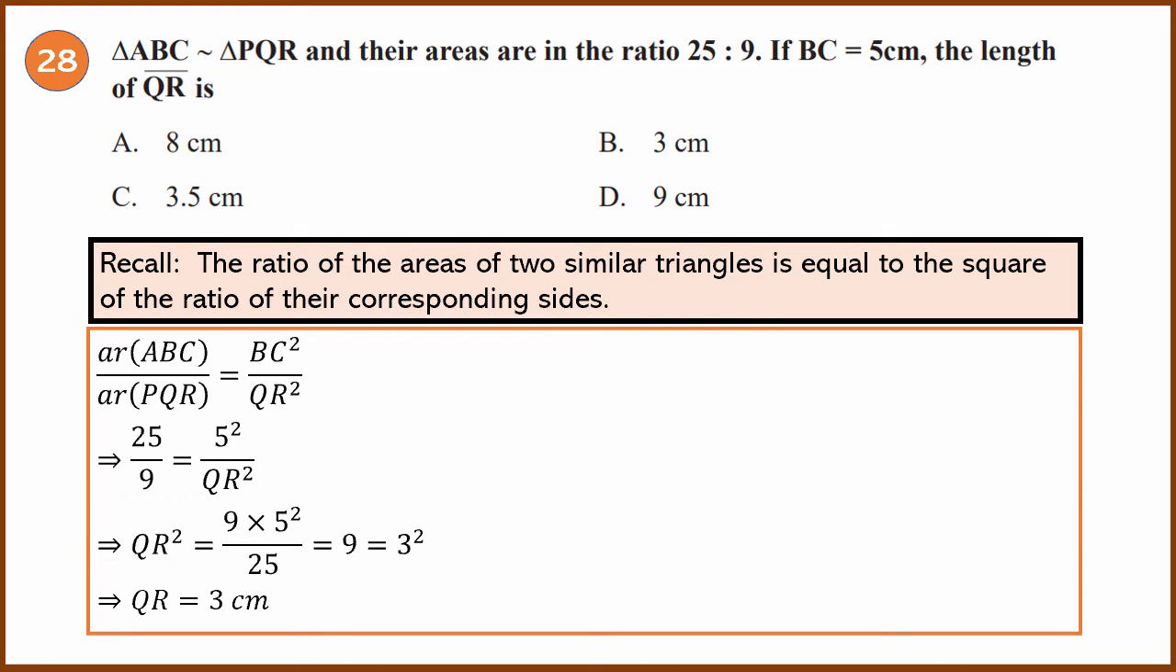If you apply the formula, we can show that the ratio of the areas is the square of the ratio of the sides. Substitute: the ratio is 25/9, equal to 5 square, which is given, by QR square. So what do we get? QR square is equal to 9 times 5 square divided by 25, which is 9, which is 3 square.